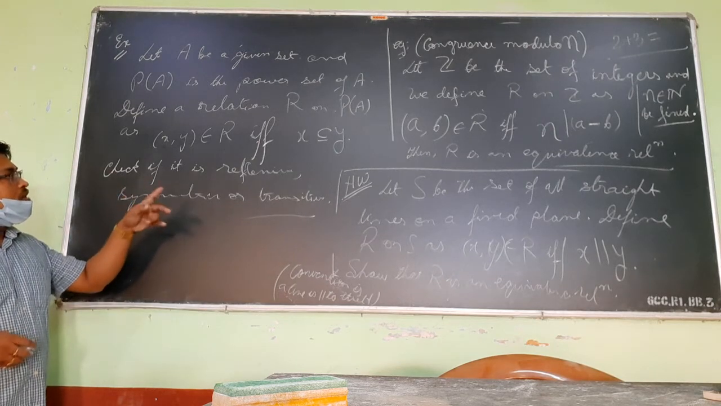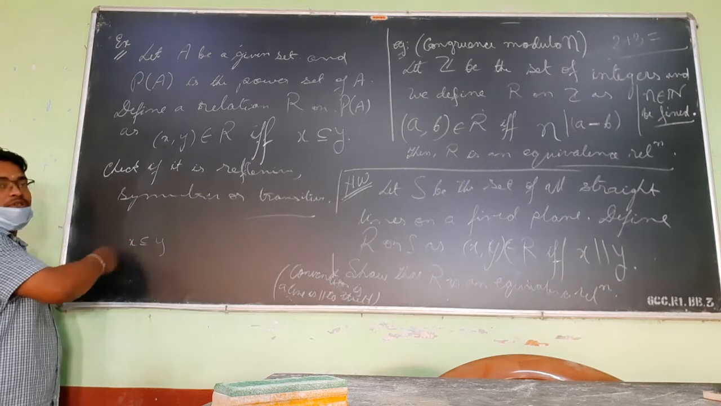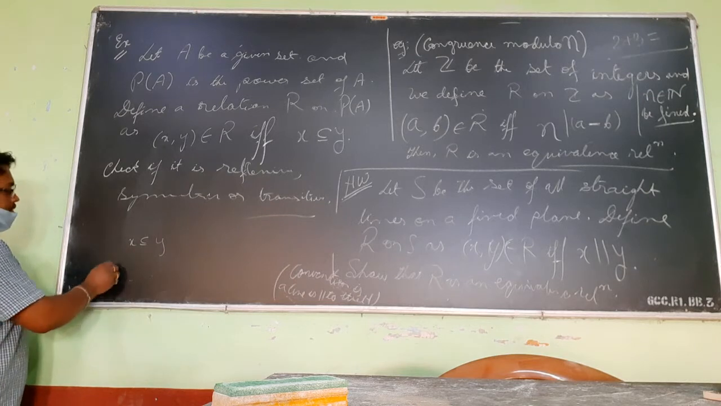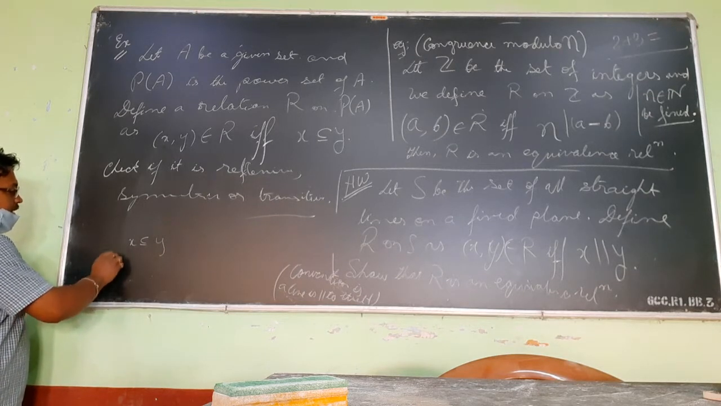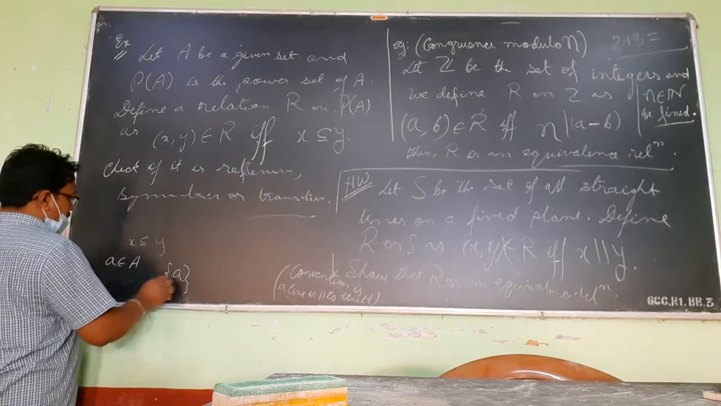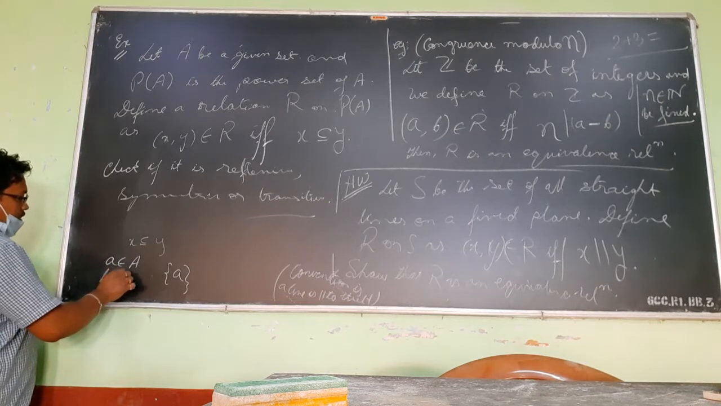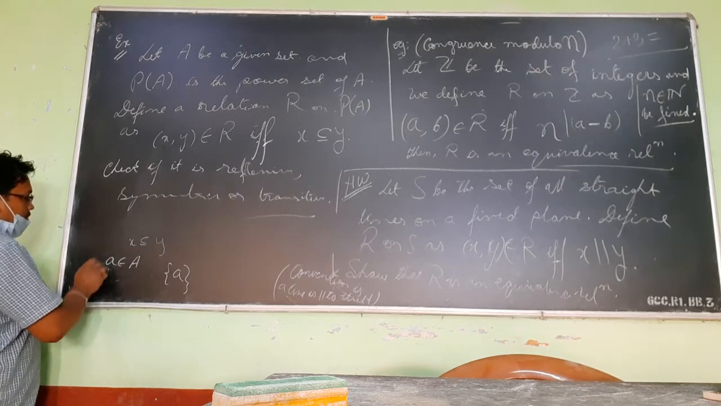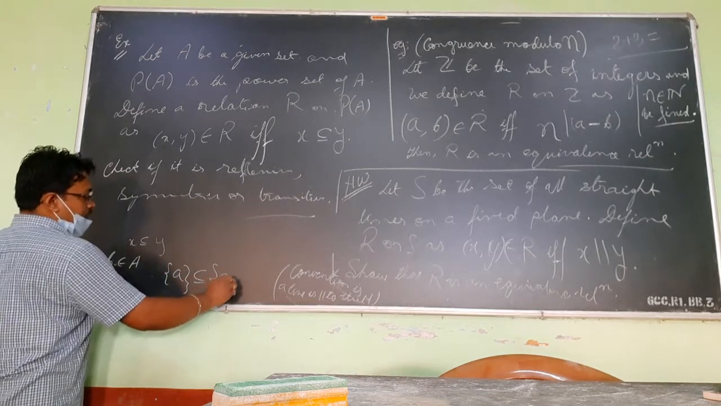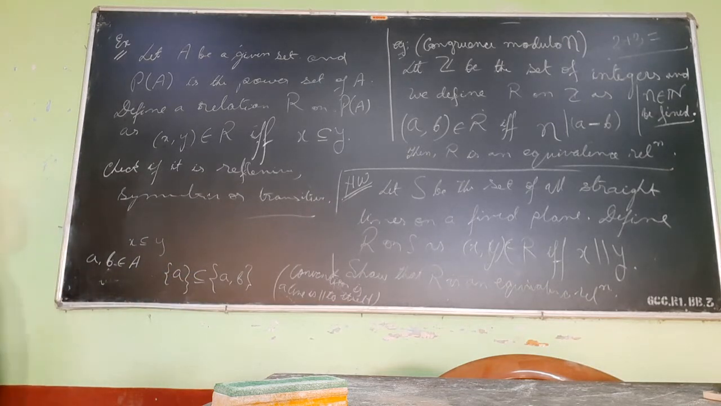Is it symmetric? It's not symmetric. If x is a subset of y, y cannot in general be a subset of x; y is a superset of x. So you have to give one example. Suppose you take one element a inside A, then the singleton {a}, and two elements a, b belonging to A. So {a} is a subset of {a, b}, but the other way it is not true. {a, b} is not a subset of {a}.